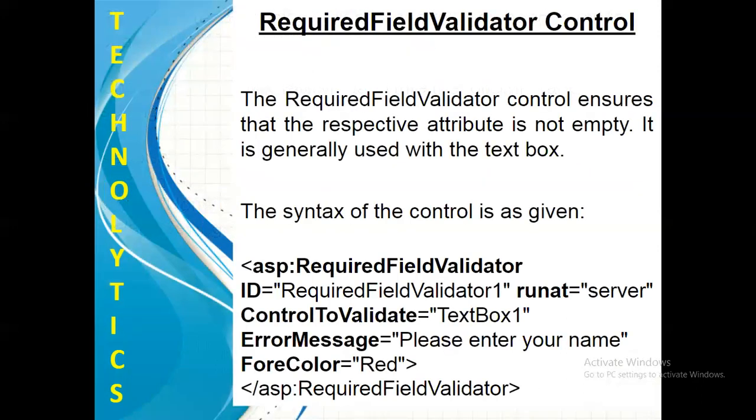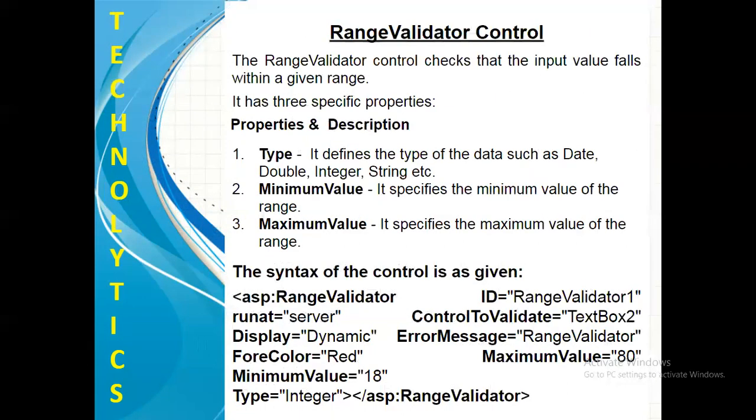Now the first validator is the required field validator. This validator will ensure that the respective attribute is not empty. The next validator is the range validator. It will ensure that the required input is between the minimum and maximum value. Basically, it will check the range of the value input by the user. The following properties we can use in this range validator are type, where we can define the data type of the input, minimum value, maximum value, etc.